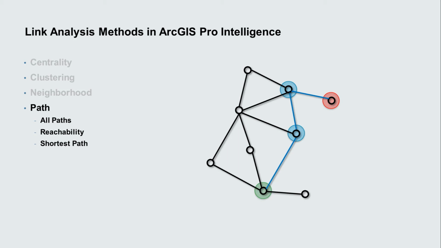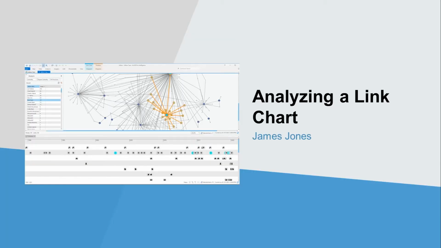Now, I realize that was a ton of info and I said it really quickly. So if you'd like more details, I'd encourage you to hit up the ArcGIS Pro Intelligence documentation or just reach out. We'd be happy to share resources with more details, including the names of the mathematicians that developed these algorithms. So with that, I'm going to hand it over to James, who's going to show you link analysis in action. James?